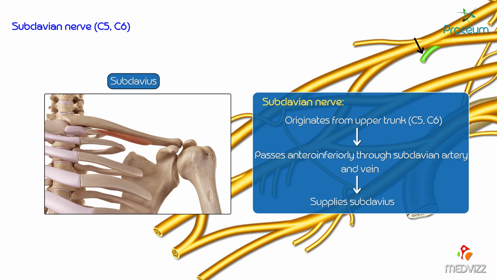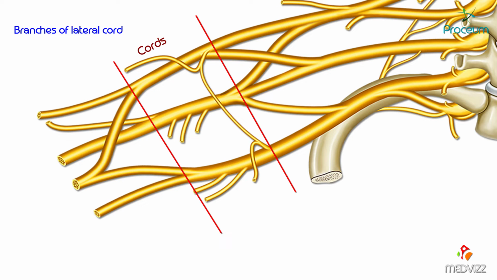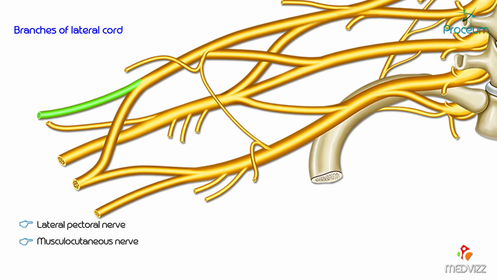Now these are the branches which are arising from the upper trunk of the brachial plexus, and the next is the branches arising from the cords. First is the branches which arise from the lateral cord of the brachial plexus. So remember that there are totally 3 nerves that arise from the lateral cord, which can be remembered with the mnemonic LML. L for the lateral pectoral, M for the musculocutaneous, and L for the lateral root of the median nerve. Right?